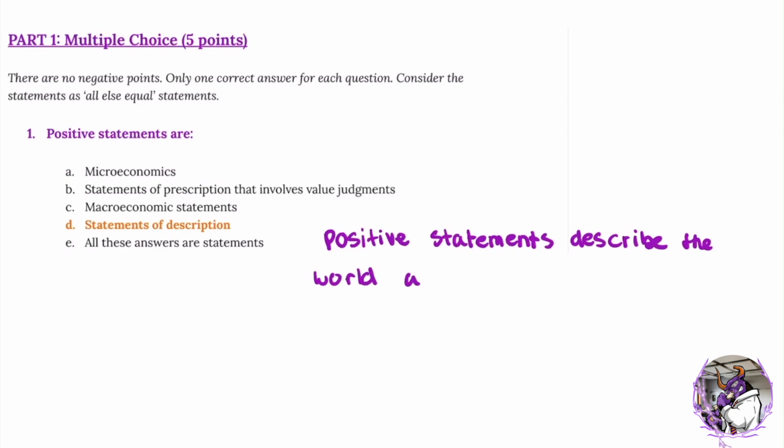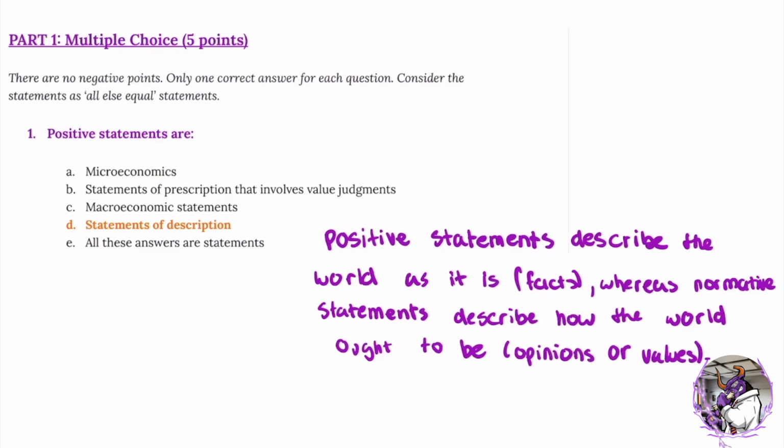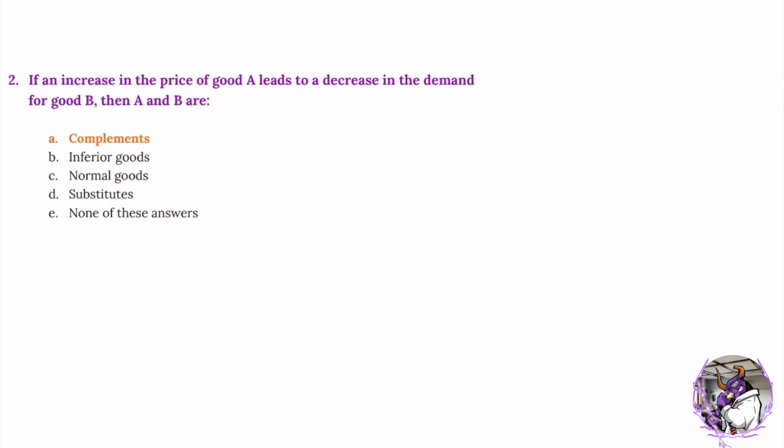Positive statements describe how the world is. It's based on the facts. Whereas the normative statements describe how the world ought to be, meaning that it takes into account the opinions, values, and statements of judgment.